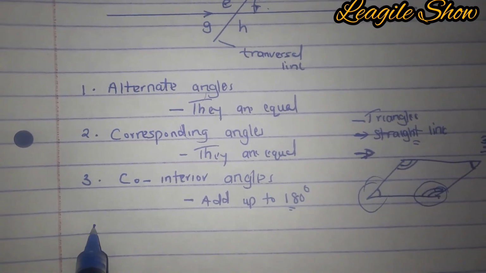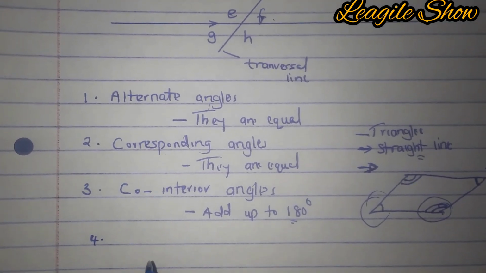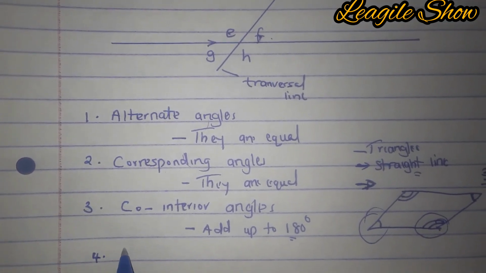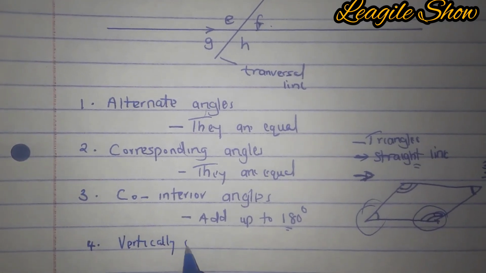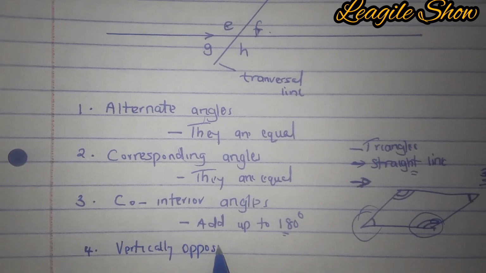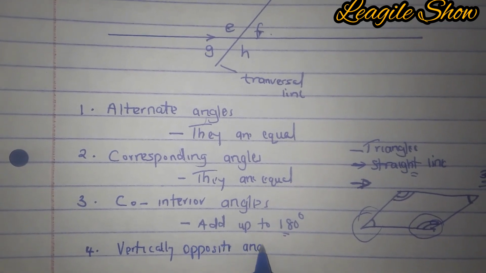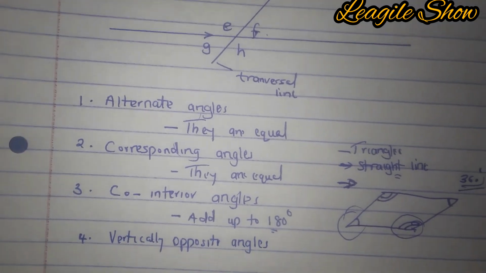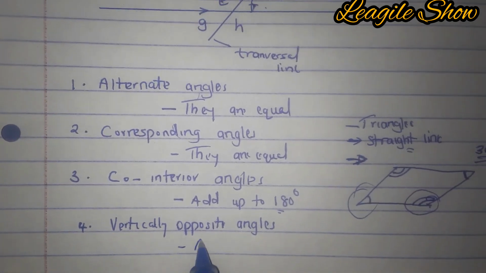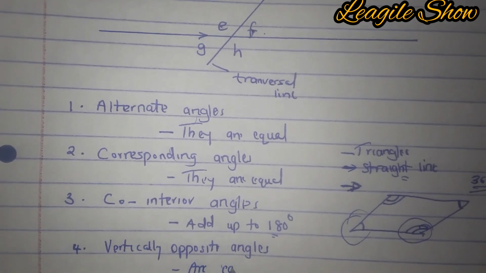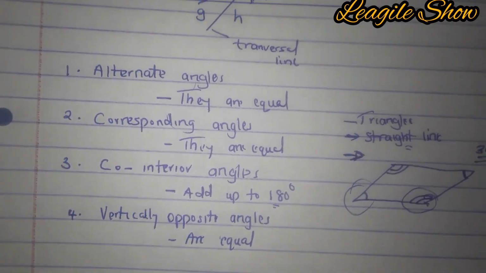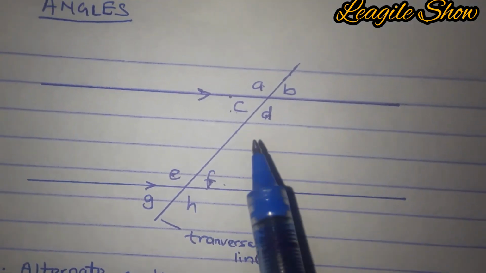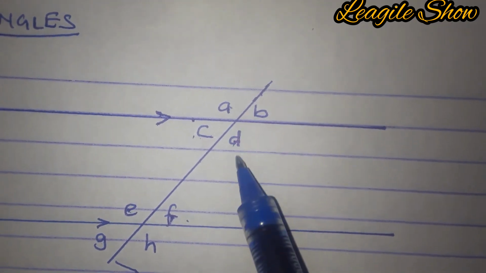The next type of angle that you need to know is what is called vertically opposite angles. Vertically opposite angles are equal. An example is angle A and D.